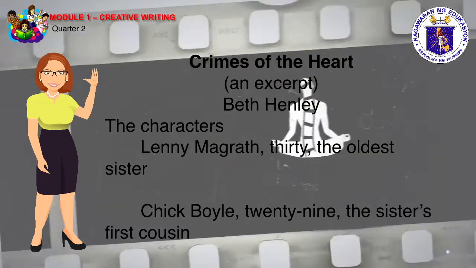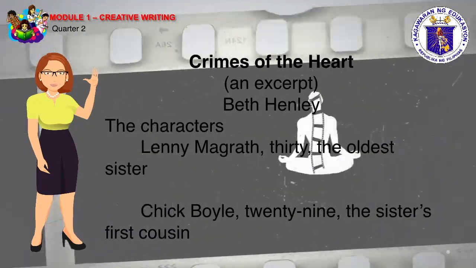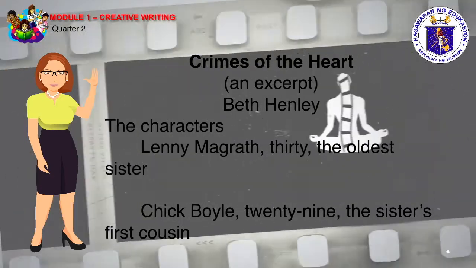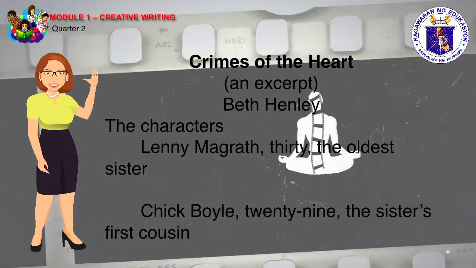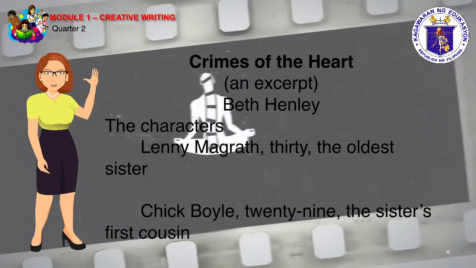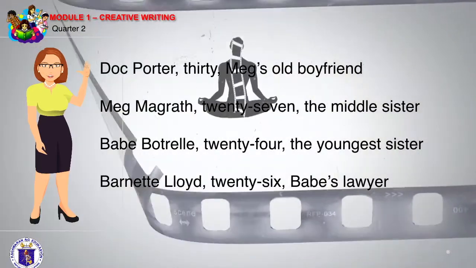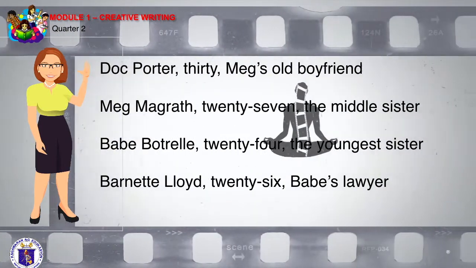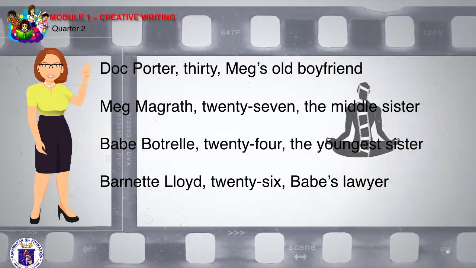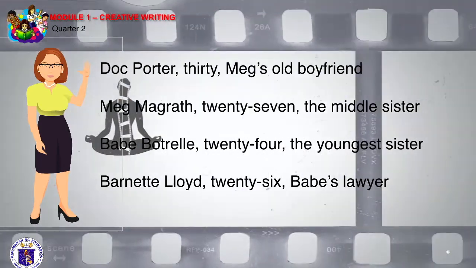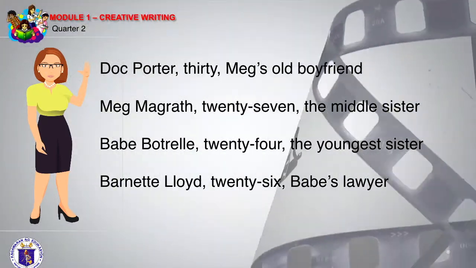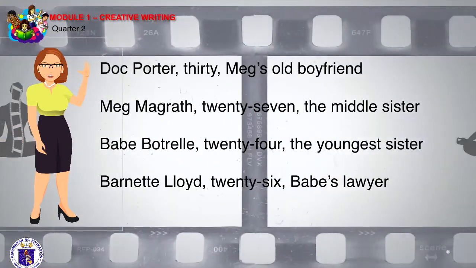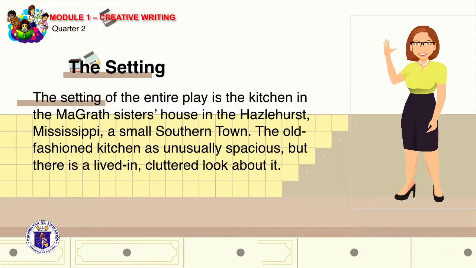Crimes of the Heart, an excerpt by Beth Henley. The characters: Lenny McGrath, 30, the oldest sister; Chick Boyle, 29, the sister's first cousin; Doc Porter, 30, Meg's old boyfriend; Meg McGrath, 27, the middle sister; Babe Bottrill, 24, the youngest sister; and Barnett Lloyd, 26, Babe's lawyer.